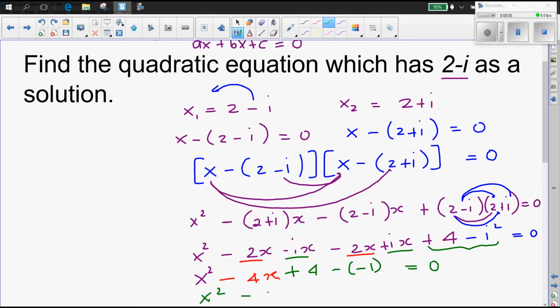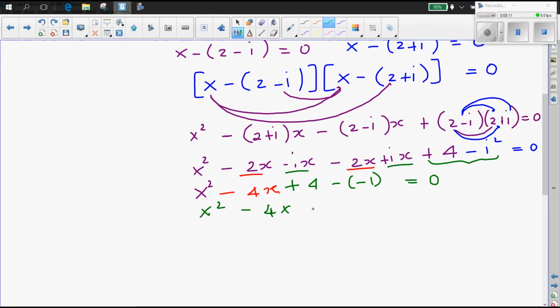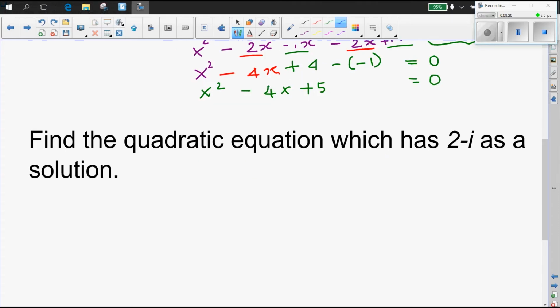So my quadratic equation will be x squared minus 4x plus 5 equals 0. Right, so it's very easy to make mistakes when we use the above method.